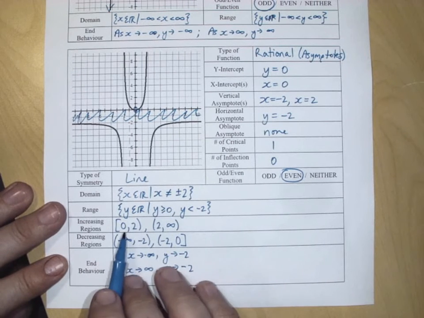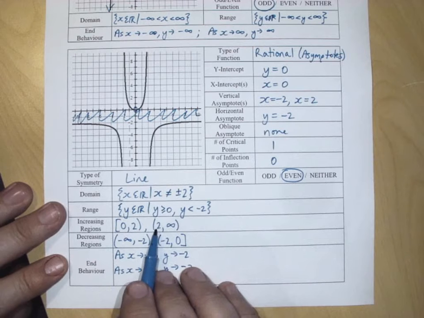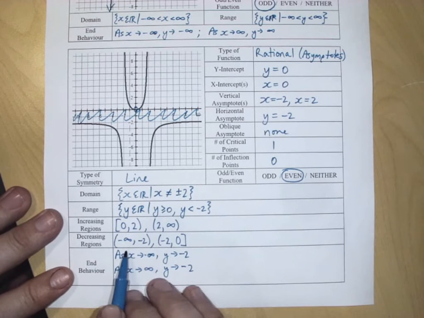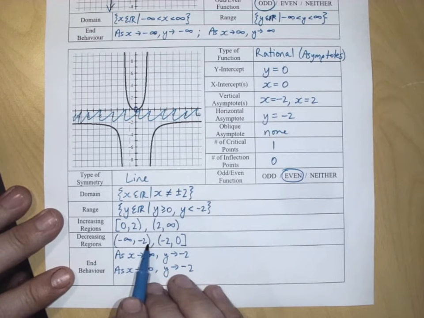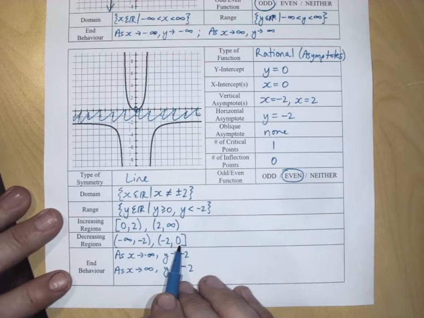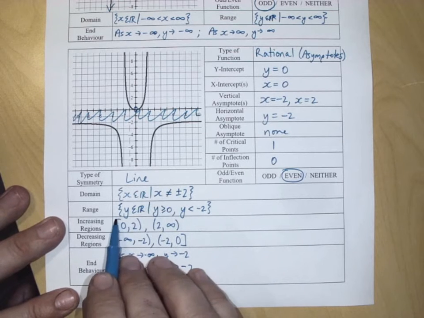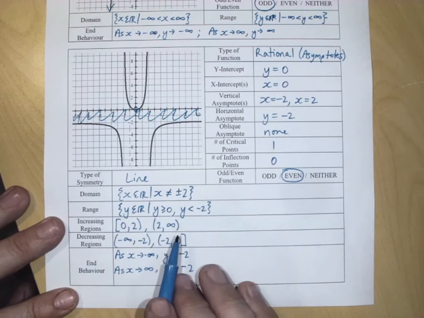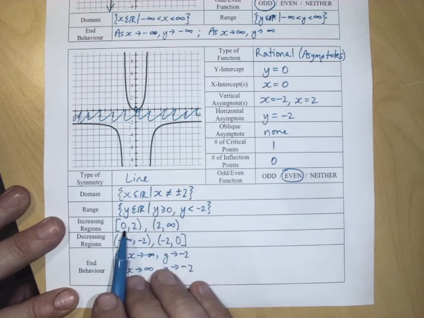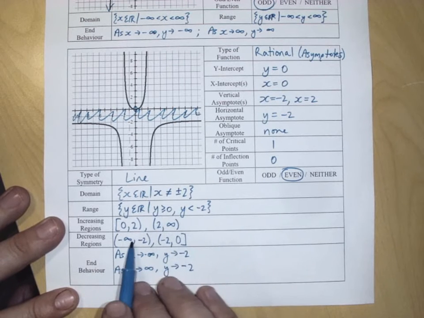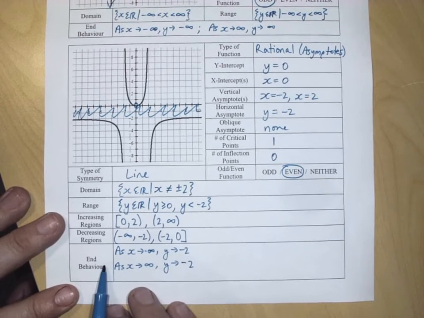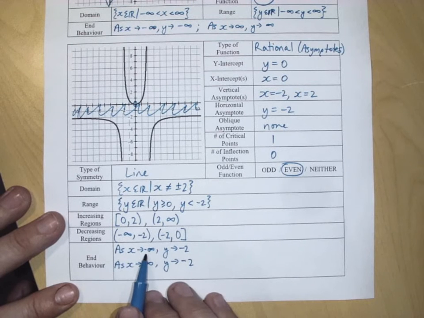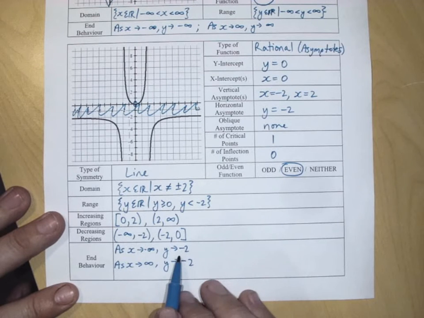Increasing and decreasing regions. Between 0 and 2, and between 2 and infinity, it's increasing. Between -infinity and -2, and between -2 and 0, it is decreasing. You'll have to go back to the brackets lesson to understand what I've done here. Make sure you understand what brackets I've used and why. And finally, for end behavior, as x approaches -infinity and positive infinity, y is approaching -2.